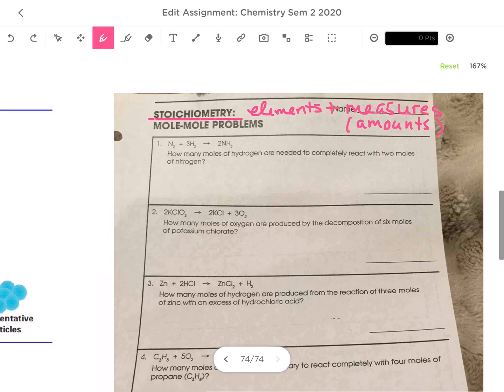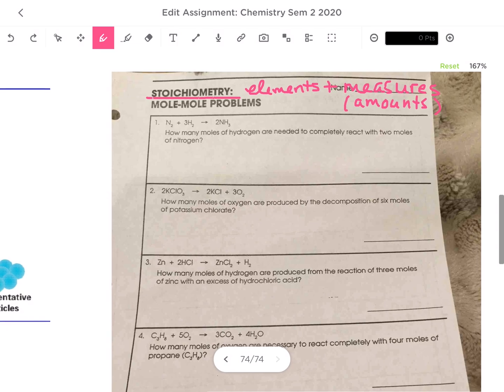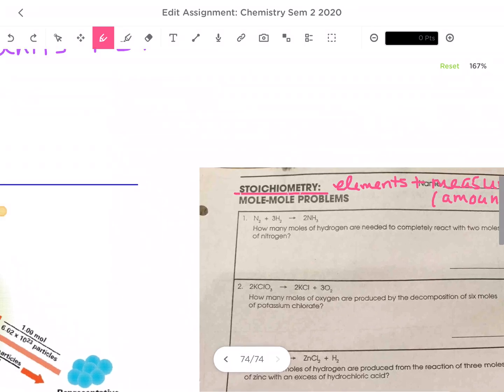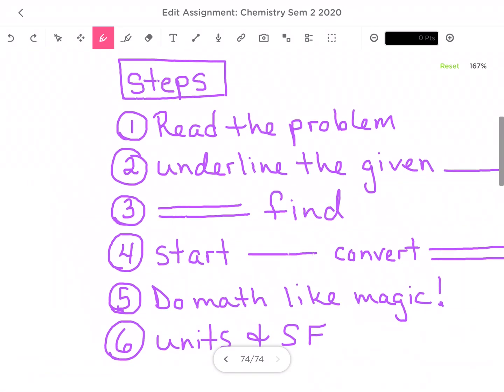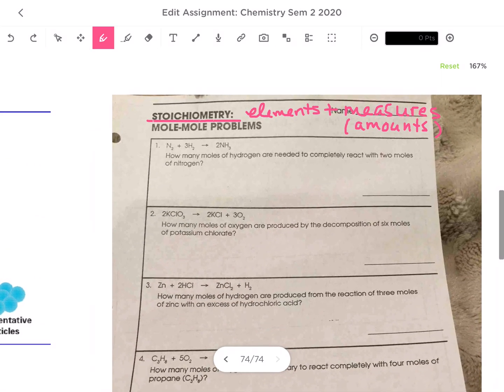Okay, so step number 1 says, read the problem. Got it. It says, how many moles of hydrogen are needed to completely react with 2 moles of nitrogen? Okay, I read the problem. Number 2, underline the given. Oh man, what is the given? Remember, with the given, we're looking for a number. How many moles of hydrogen are needed to completely... Oh, 2. There's a number. 2 moles of nitrogen. Okay.